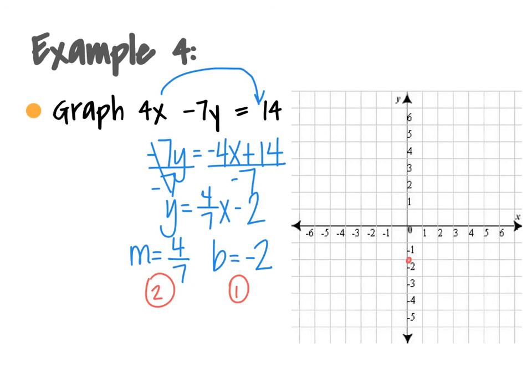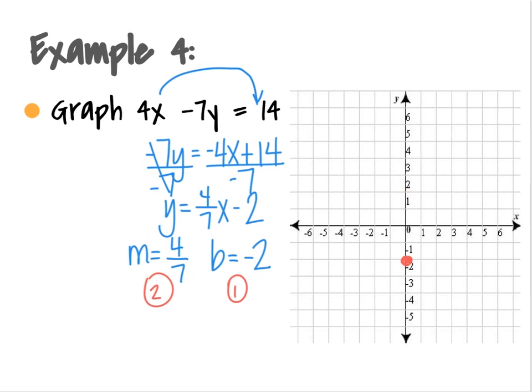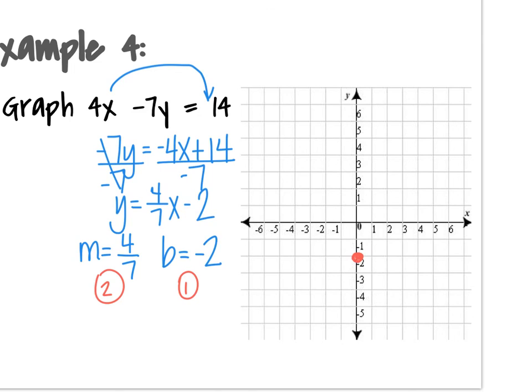So we're going to go down 2, put a point. Then we go up 4, right 7. Let me do that again. Up 4, right 7. So it's going to be right there. We can go the opposite way. Instead of up 4, right 7, we can go down 4, left 7, which is going to be right there. Then you draw your line.